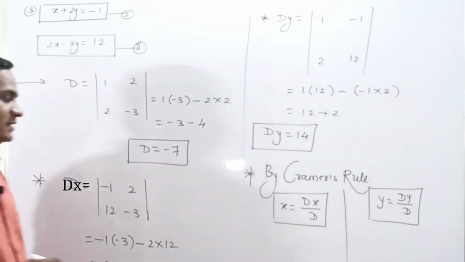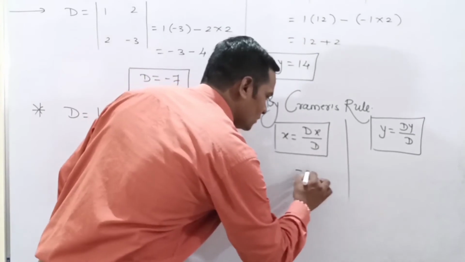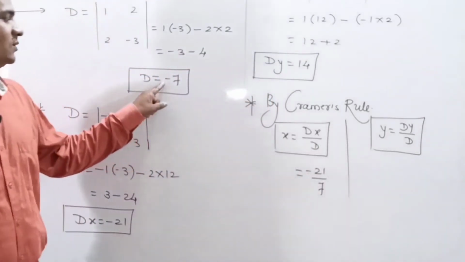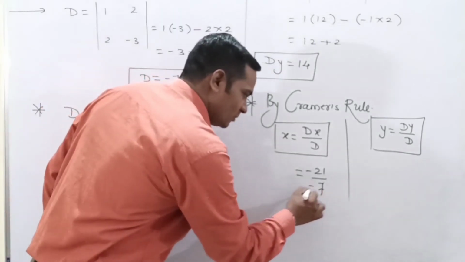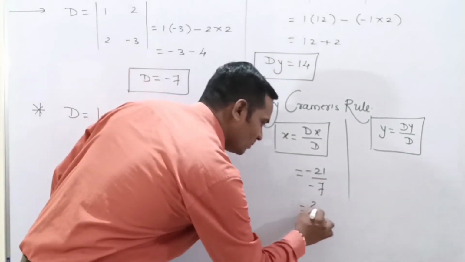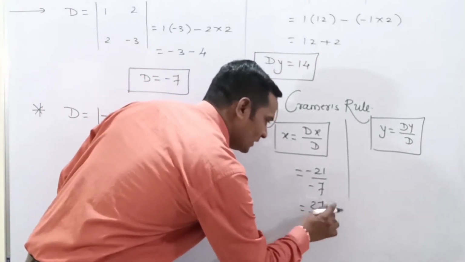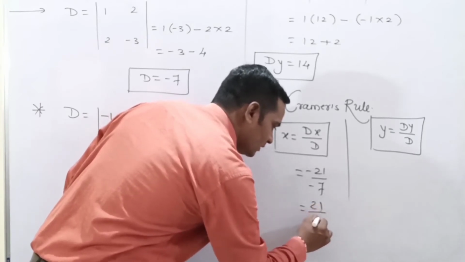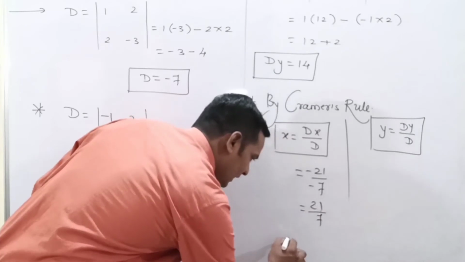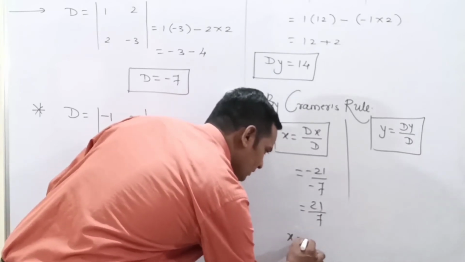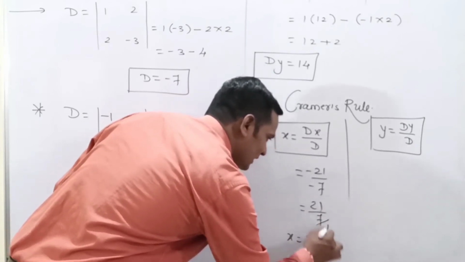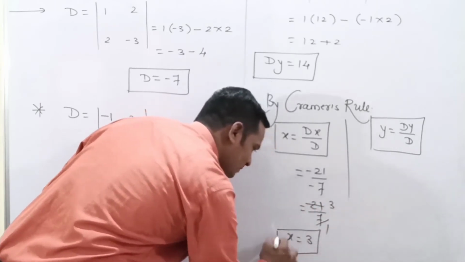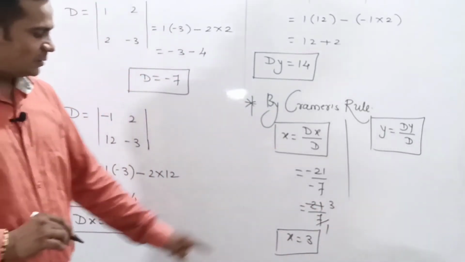Dx is minus 21. So this will be minus 21 upon 7. But that 7 is also minus. So minus minus will become plus now. So 21 upon 7. So x is equal to 3. So 7 ones are 7, 7 threes are 21. So this is the first one, value of that x.